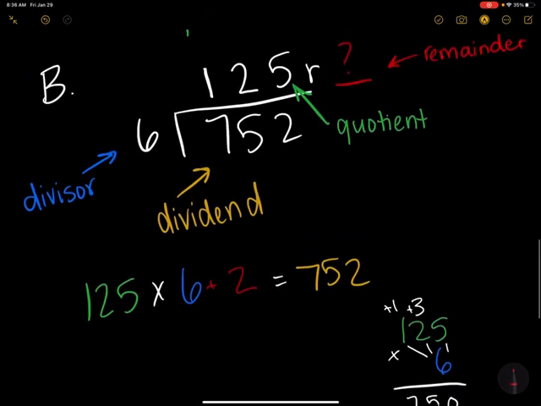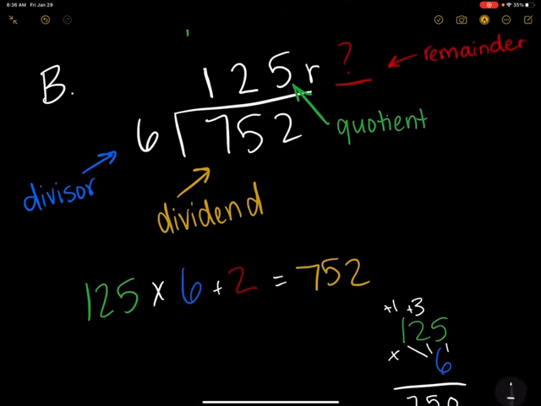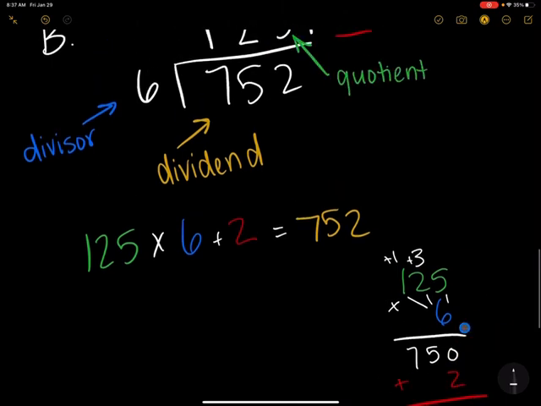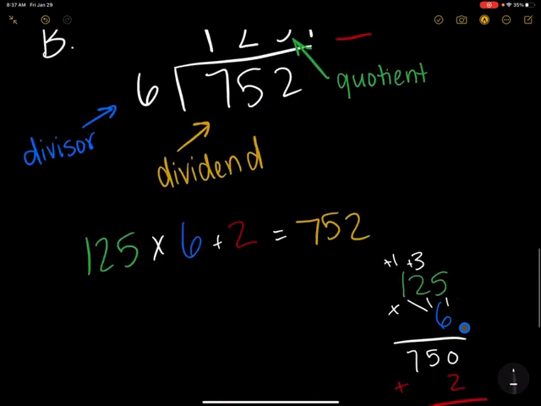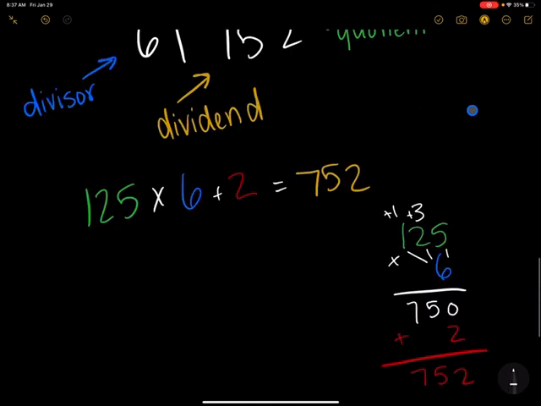Okay, and the reason we added those is that it's not another full group of 6. Okay, because if it was another full group of 6, we could make this 126 times 6. Okay, and that would be 126 groups of 6. But it is not, so we need to add it because that's what we had left over. Okay, so remember we add our remainders, so that's a new rule.